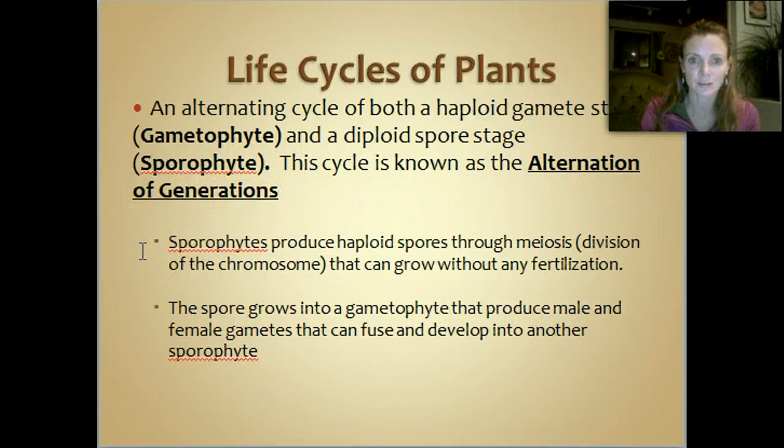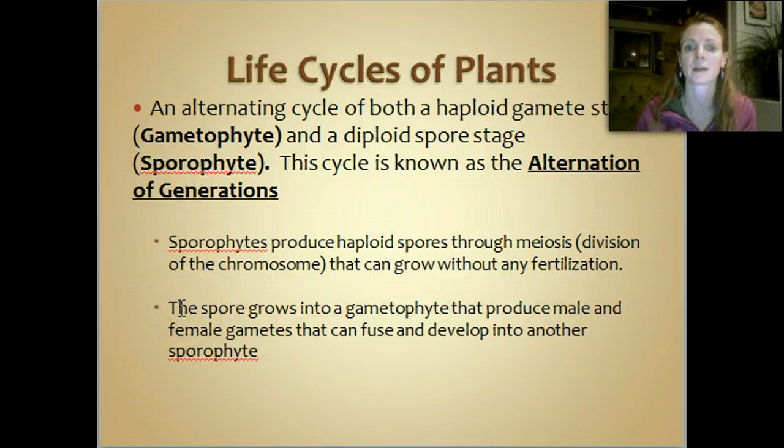Sporophytes produce haploid spores through meiosis. You did learn a little bit about meiosis in Biology A, hopefully. Meiosis is the division of the chromosomes, where the number of chromosomes is halved. Remember, mitosis produces the same amount of cells, an identical reproduction. But in meiosis, you have this genetic exchange and you halve the number. So sporophytes produce haploid spores through meiosis that can grow without any fertilization.